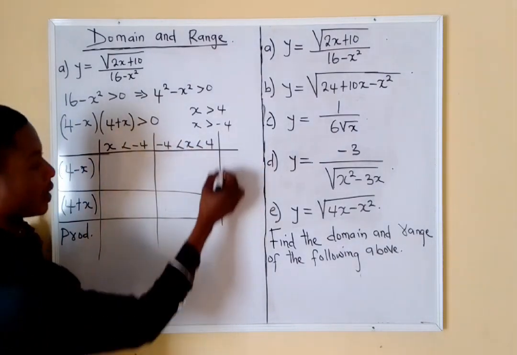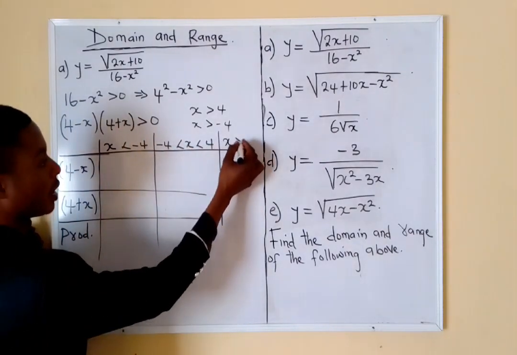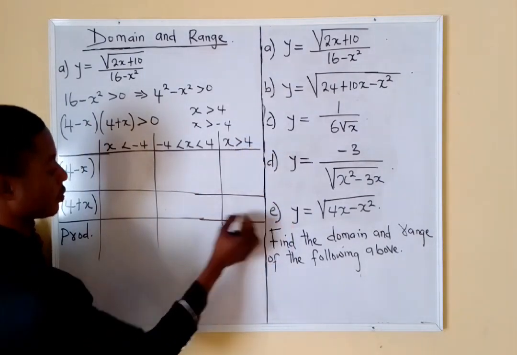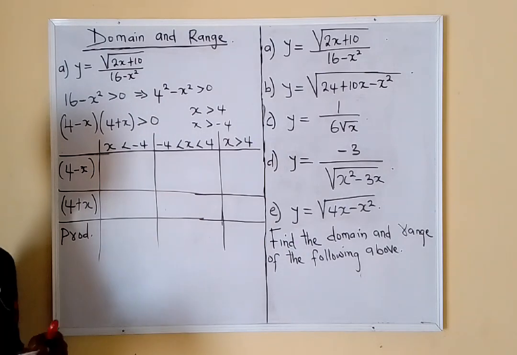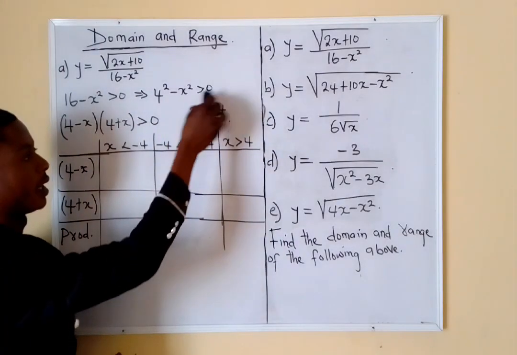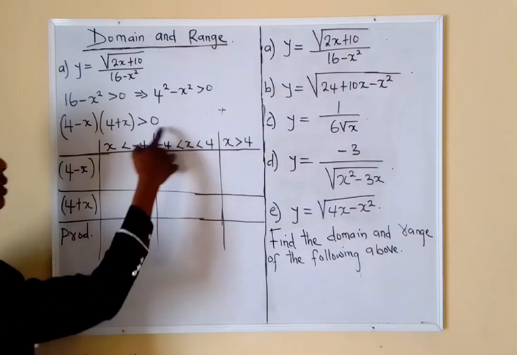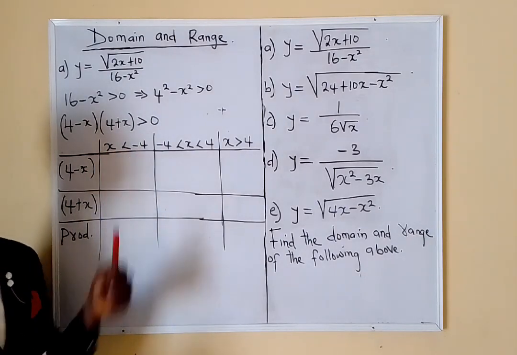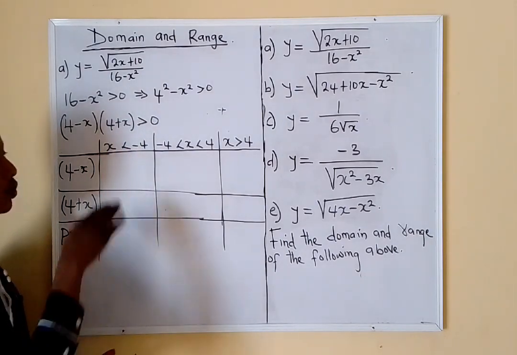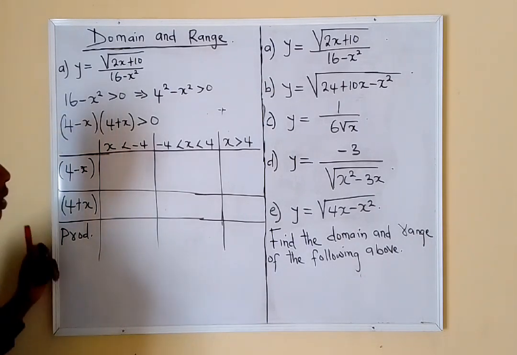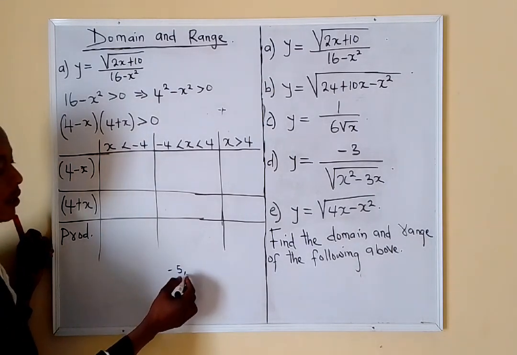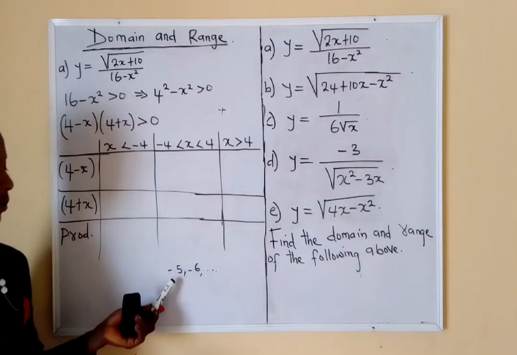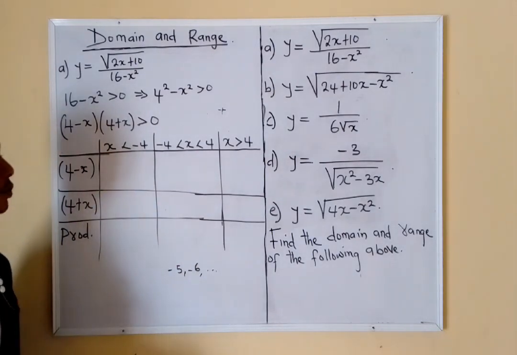And the last part is our x will be greater than the biggest number, 4. So we are going to take a range of numbers and test for each of the inequalities I have represented here. For x less than minus 4, we are taking numbers that are smaller than minus 4, like minus 5, minus 6, continuously. So let's take minus 5, because it's smaller than minus 4.